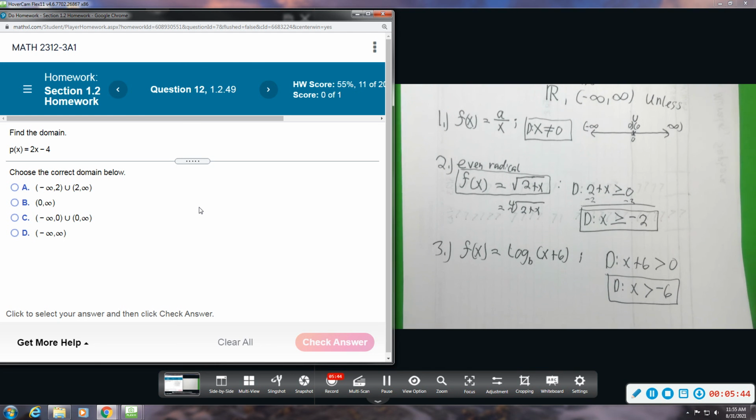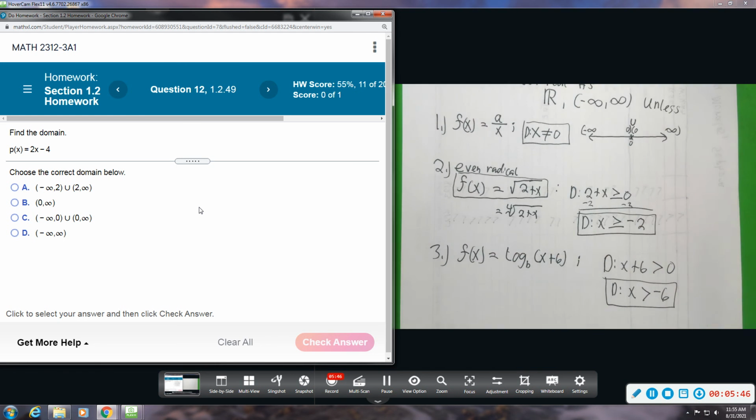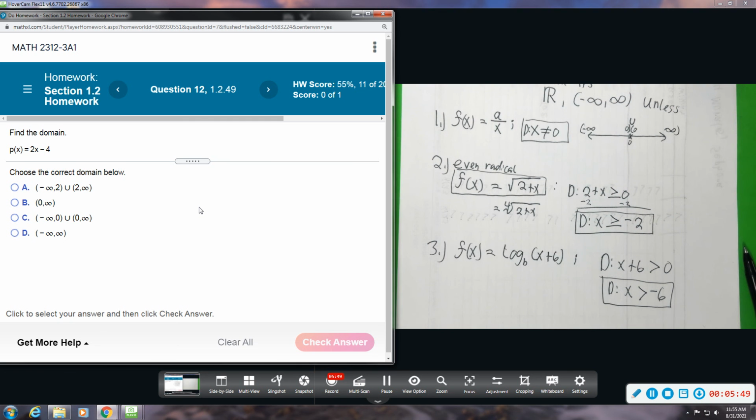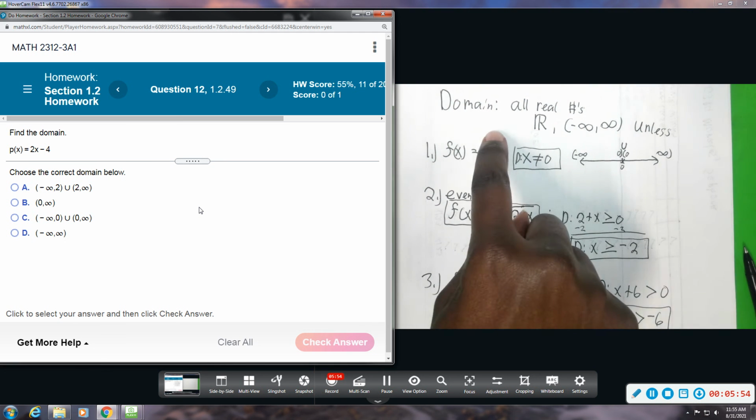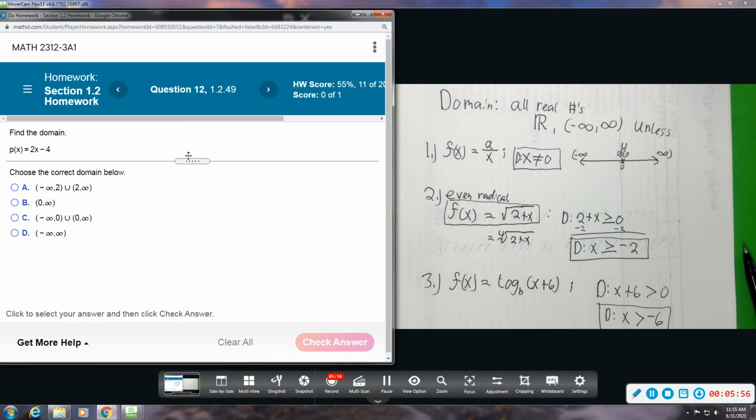All right, so these are the 3 problem areas that we would look for when we find a domain. If none of these 3 issues are present, our domain is automatically all real numbers. So if I look at this function here, I don't notice any fraction with x on the bottom. I don't notice any even radical. I don't see square root or fourth root or something of that nature. And I also don't notice a log. So none of these are present, which means domain is all real numbers. Okay, and the one that says all real numbers is D.